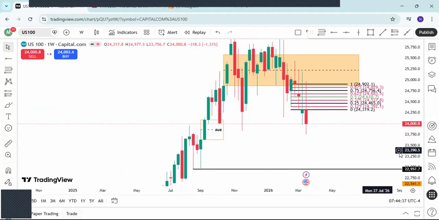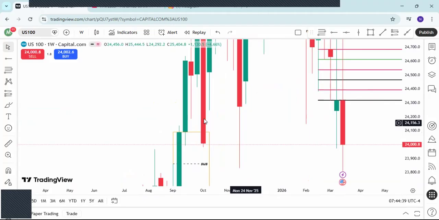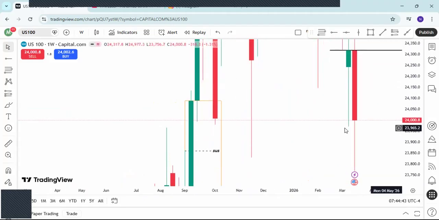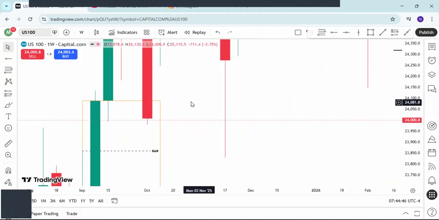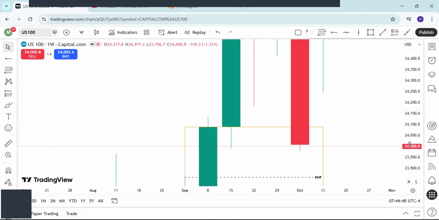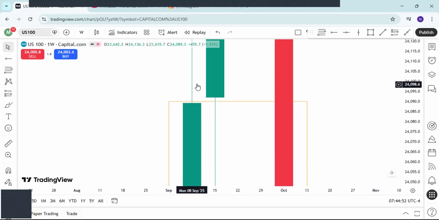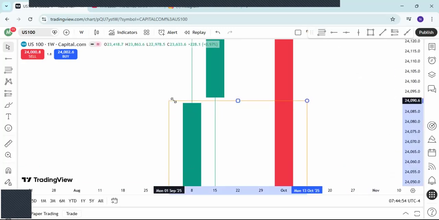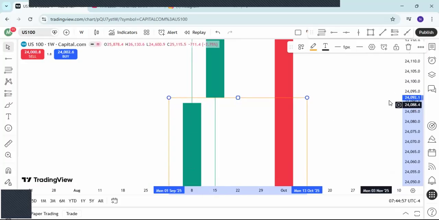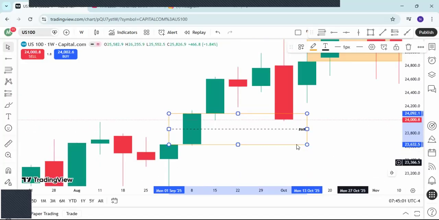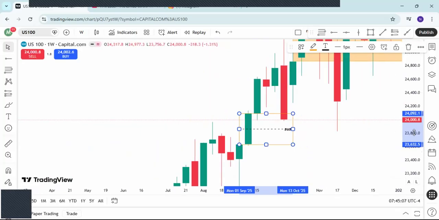Let me zoom in so that you can see, because sometimes if I say look at the close up there, you might not see the close. Let's zoom in here. As we're zooming in, you see that? That's the volume imbalance. You see that gap there? So that's the suspension block. Also, there's another one here below.